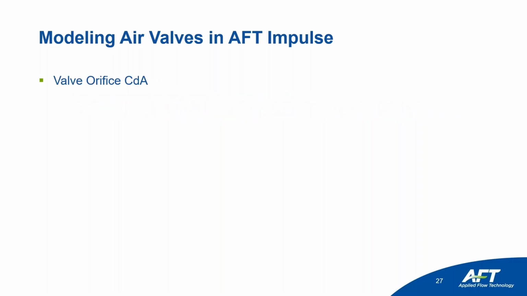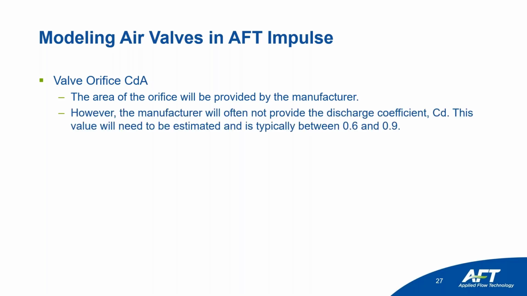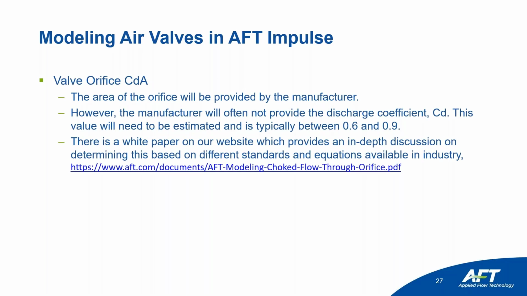Valve orifice, CdA. The area of the orifice will be provided by the manufacturer. However, the manufacturer will often not provide the discharge coefficient. This value will need to be estimated and is typically between 0.6 and 0.9. To get this value, you might have to contact the manufacturer, or there's a white paper on our website which provides an in-depth discussion on how to calculate this value using different standards or equivalent equations in the industry.